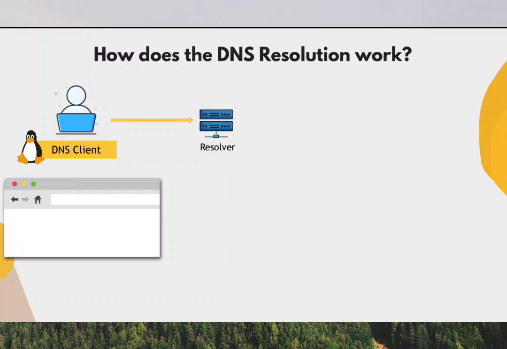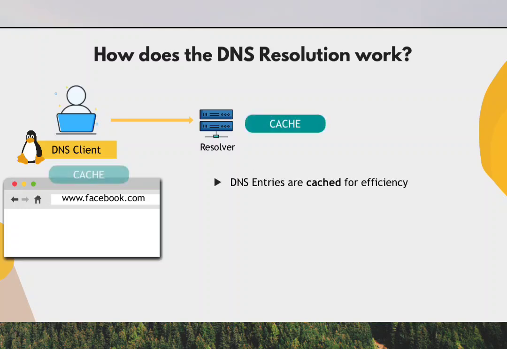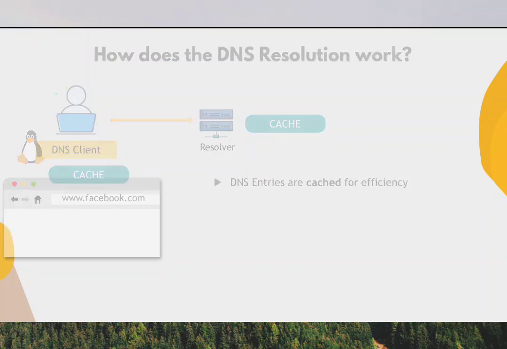Now imagine this process happens every time you visit a website for the first time. But to save time in the future and make things more efficient, both the recursive name server and your computer will cache the DNS entries for a while, so that the next time you want to visit the same address, it won't have to go through this whole process.